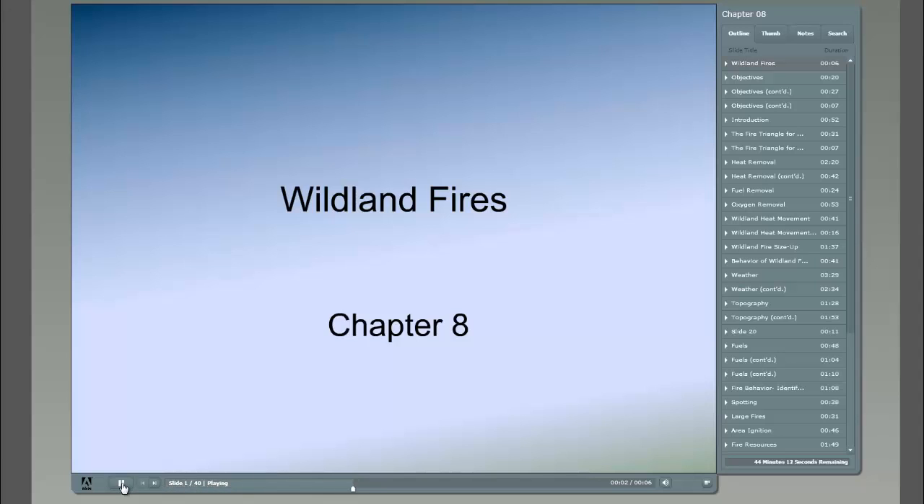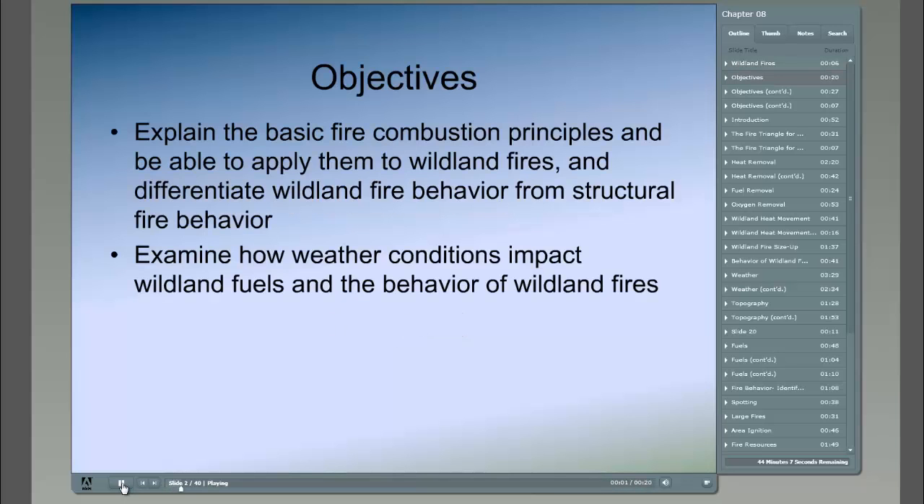This is Chapter 8, Wildland Fires. The objectives of Chapter 8 are to explain the basic combustion principles and be able to apply them to wildland fires and differentiate wildland fire behavior from structural fire behavior.